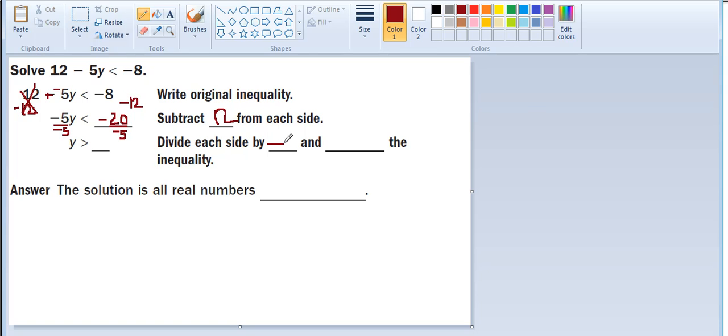So divide each side by -5. Okay. What you're left with here is this becomes 1y. This becomes positive 4. So y is any real number that's greater than 4. So go ahead and write that in there.